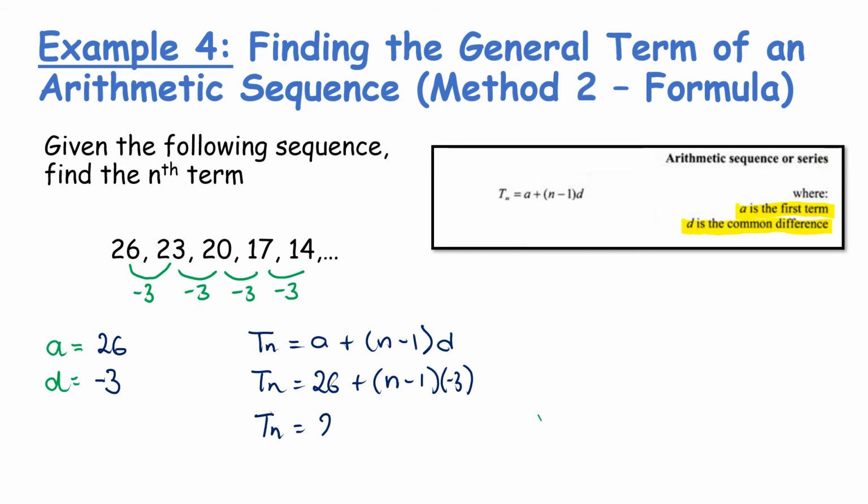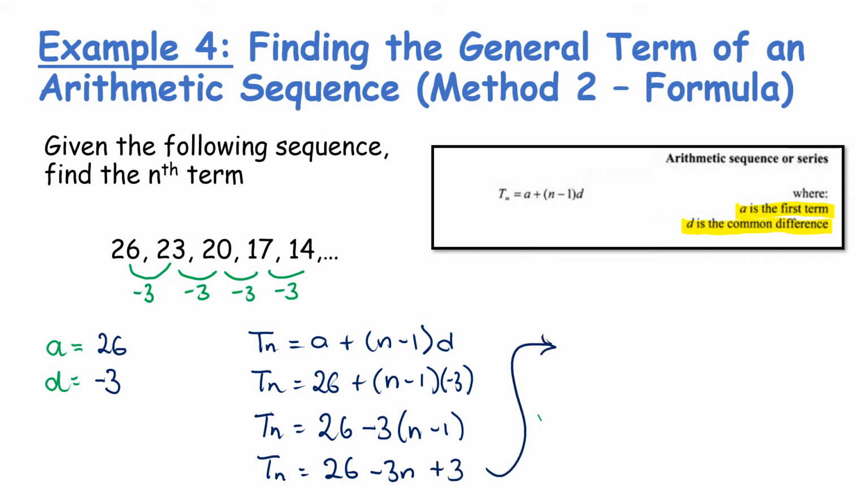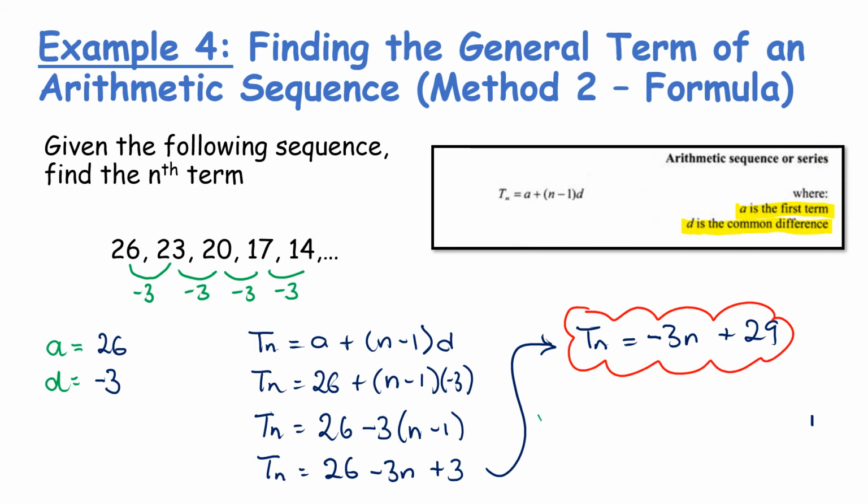If you find it easier, you can switch the order of those brackets because multiplication order does not matter. So we can do -3 times n minus 1. So Tn is equal to 26 minus 3n plus 3, watch your signs. And our final answer then is Tn equals -3n plus 29, which is exactly the same answer that we got when we worked through using the table method. So it is 100% up to you which one you prefer. Both give the same answer.